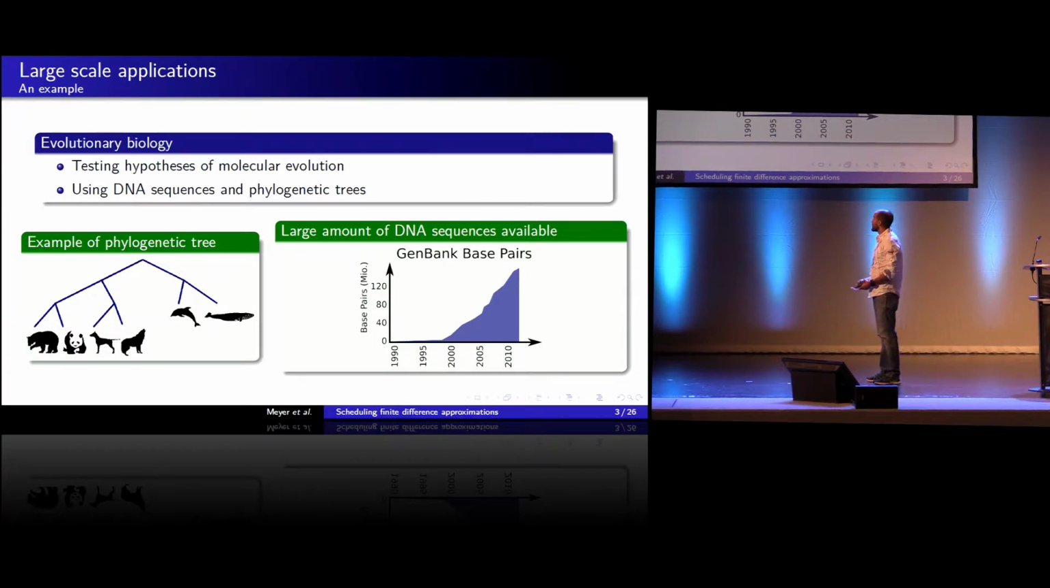In evolutionary biology, we want to test hypotheses of molecular evolution. And for that, we are using DNA and also phylogenetic trees. This is a phylogenetic tree. It's kind of the history of the species, as you can see, how they evolved through time. And concerning the DNA, you can see that we have more and more DNA. This is the amount of DNA that has been sequenced during the last 20 years. And you can see it has grown quite a lot. So this is an example that I will use all during this talk.